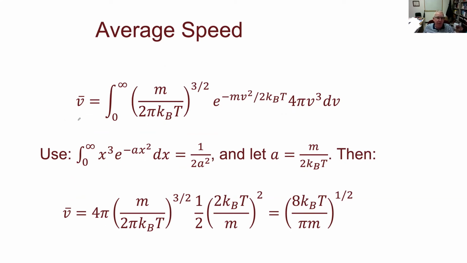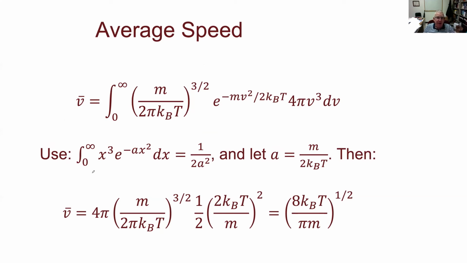I get that my average speed is equal to this integral here, and to do that, I'm going to use a form that says, use that standard form, x cubed e to the minus ax squared. For a, I put in the m over 2kT piece.